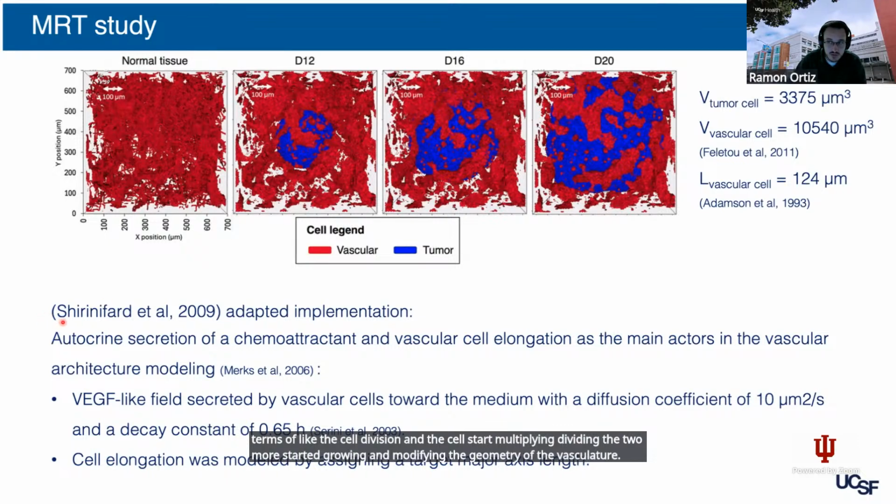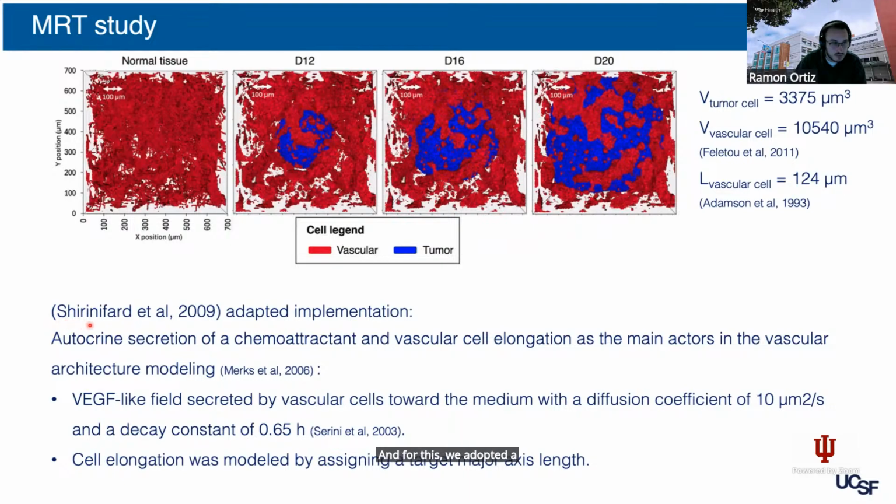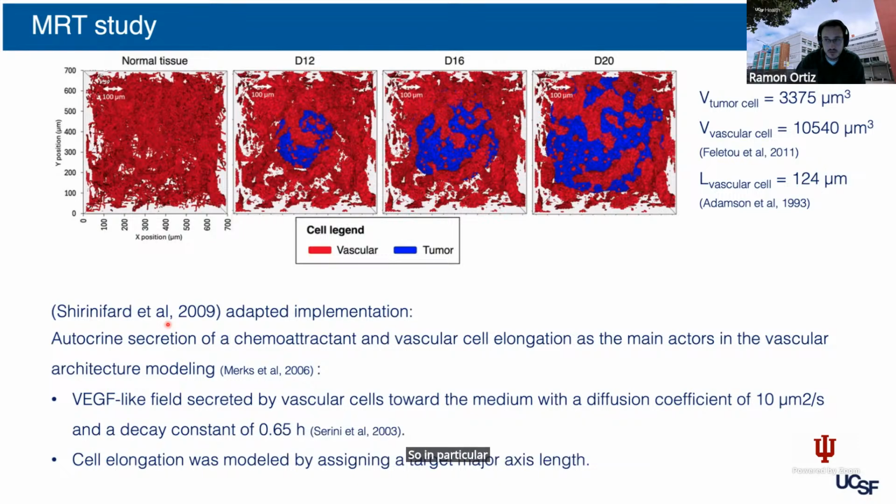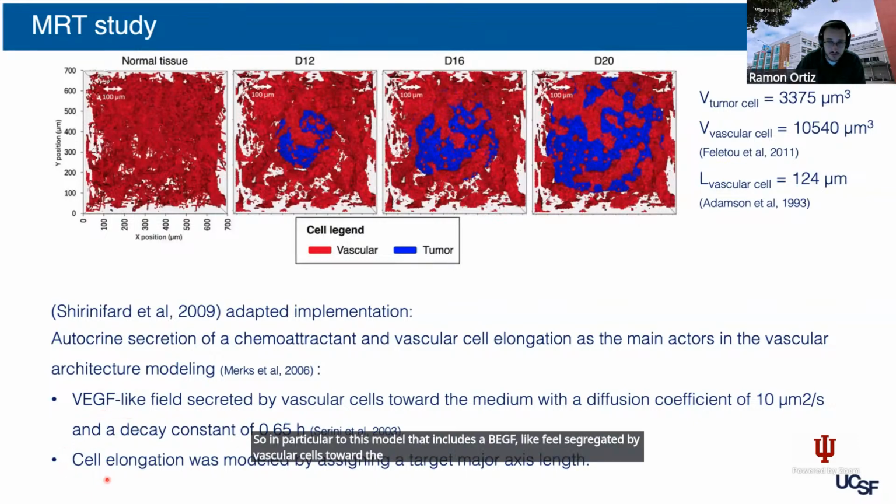And for this, we adopted a model implemented by the Computational group in a previous publication. Basically, we consider the autocrine secretion of a chemoattractant field and the vascular cell elongation as the main actors for the modeling of the vascular remodeling. So in particular, to this model that includes a VEGF-like field secreted by vascular cells toward the medium, we added constraints for cell elongation with data found in the literature.